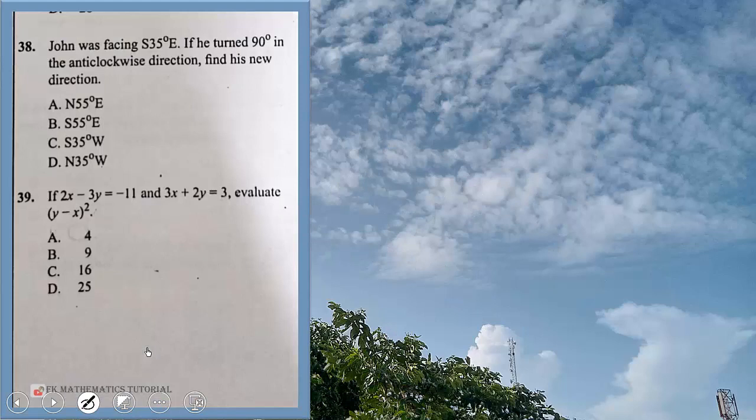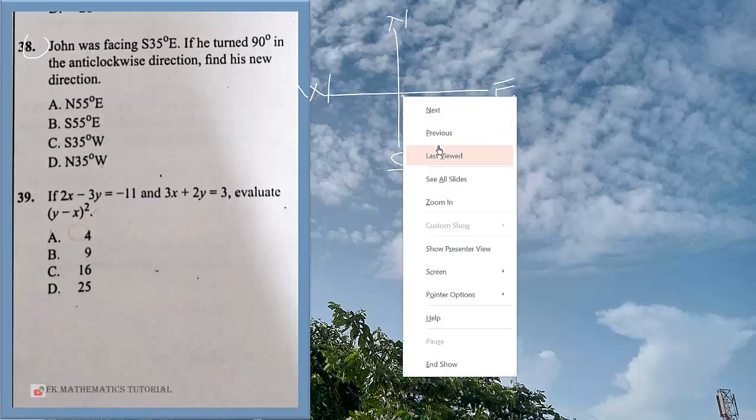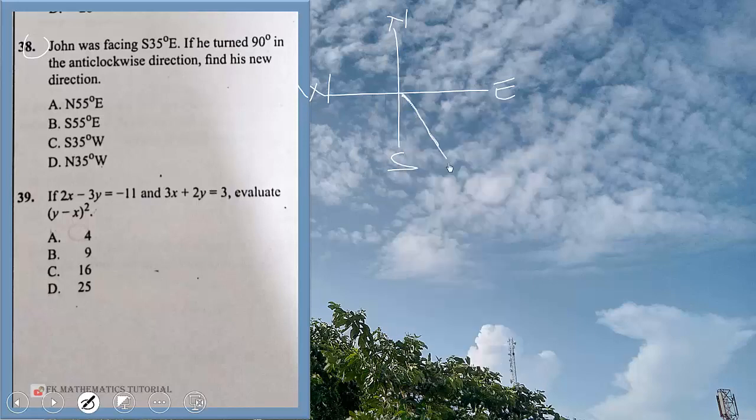Question number 38. John was facing south 35 degrees east. So this is east, this is north, south, west. So south 35 degrees east will be here.